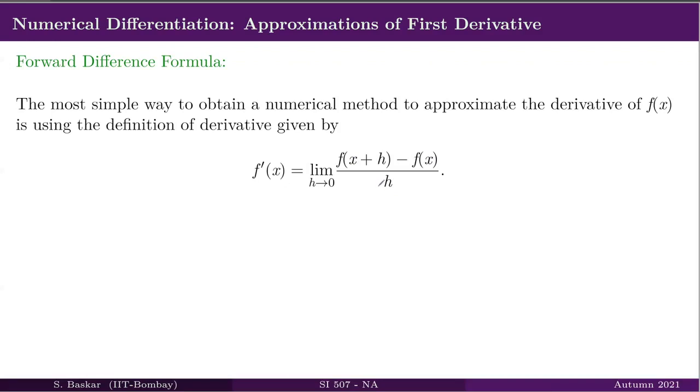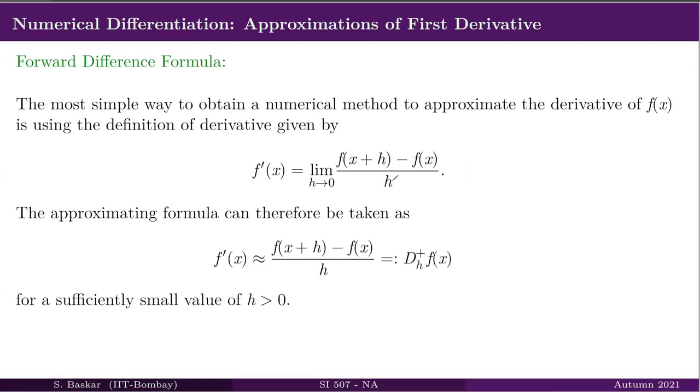There are also other ways to define the derivatives. This is one of the ways. The approximate formula can therefore be taken as, just discard this limit and assume that this expression is the approximate value for your derivative for a sufficiently small h. Of course, this will give you a more accurate result if your h is smaller, right?